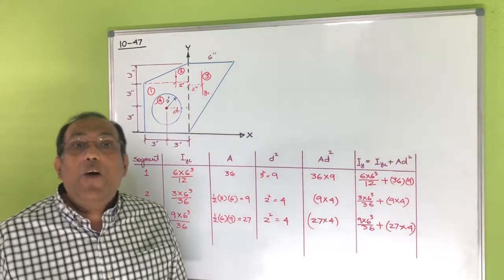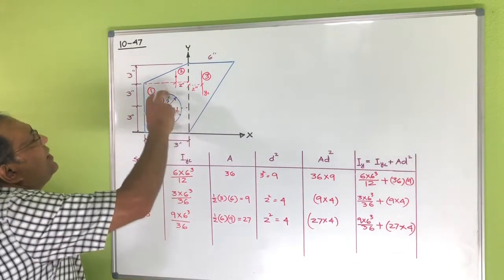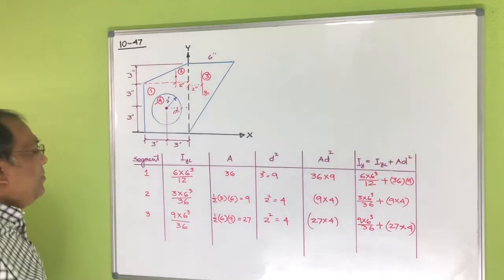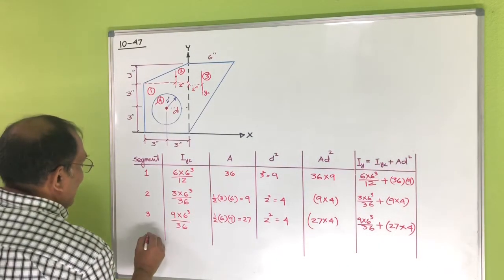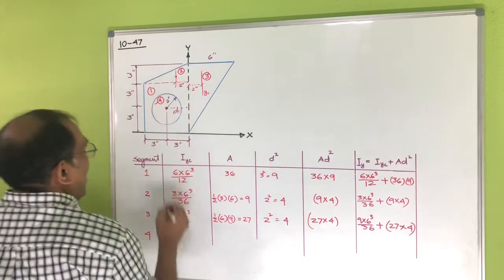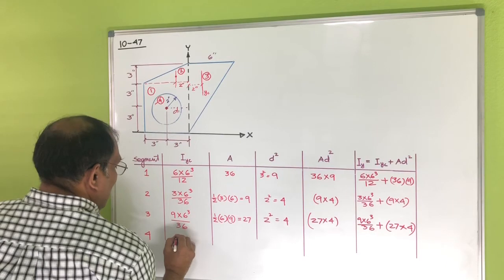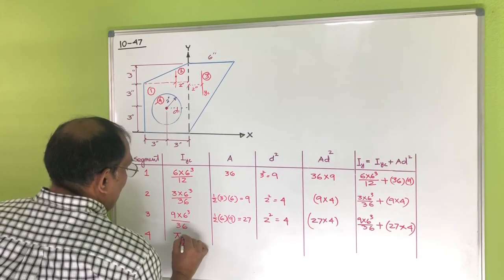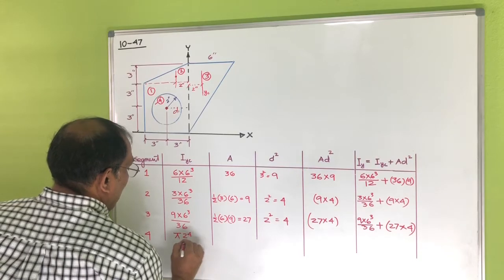Okay, now I have to subtract the moment of inertia for segment 4. So that's my 4 here, and the Iy and Ix are the same. That's pi r to the power 4 by 4. So 2 to the power 4 divided by 4.